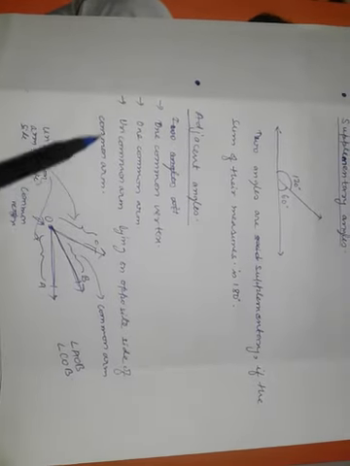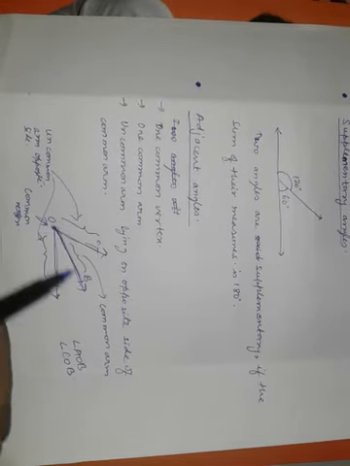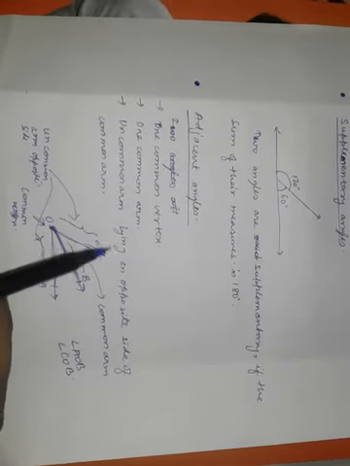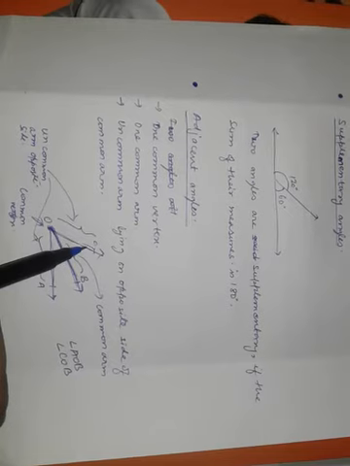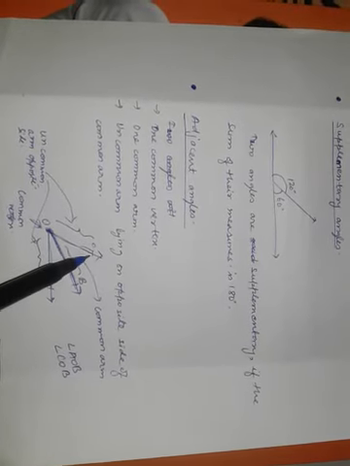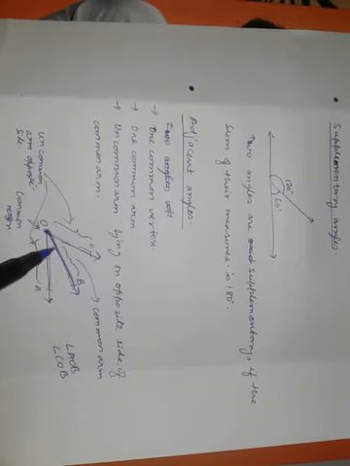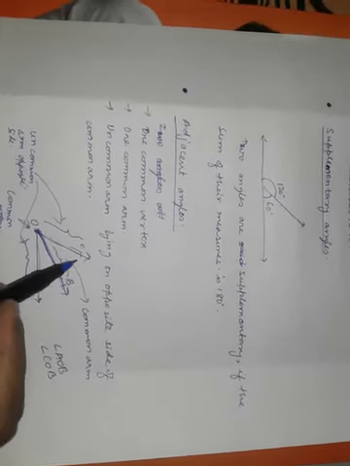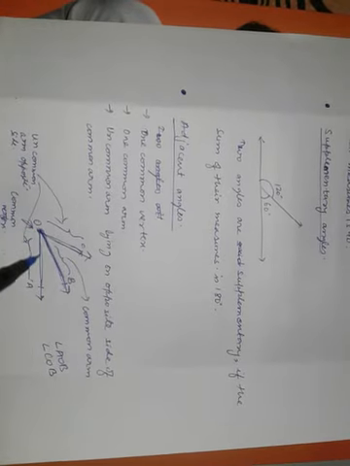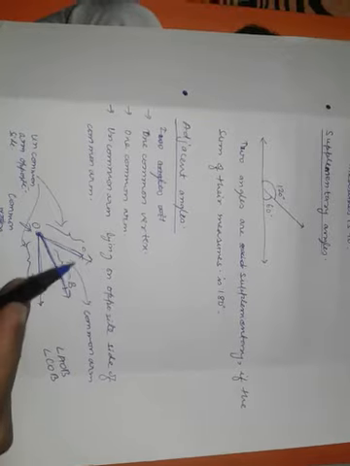Second, they must have one common arm. Here you can see the common arm is OB. Third, the non-common arms must be on opposite sides of the common arm. You can see the non-common arms are CO and AO. They lie opposite to OB, one on this side and one on this side. So this is an example of adjacent angles.